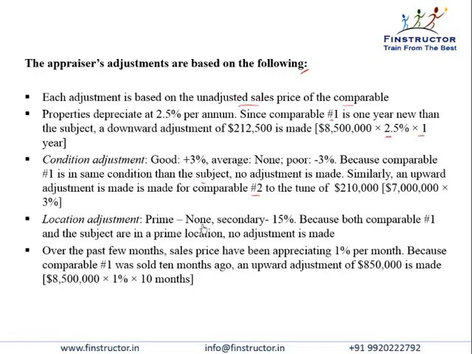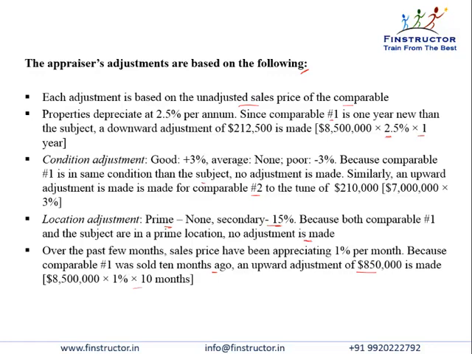Location adjustment. If it is a prime property, no adjustment. For a secondary property, a 15% discount is applied. Both comparable 1 and the subject are in a prime location, so no adjustment is made. Over the past few months, sales prices have been appreciating 1% per month. So comparable 1 was sold 10 months ago. An upward adjustment of $0.85 million is made so as to compute the fair price of comparable 1.